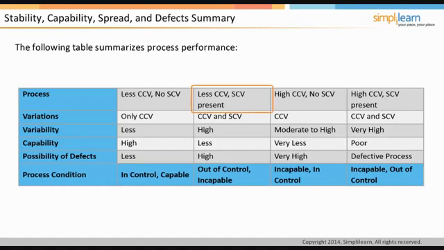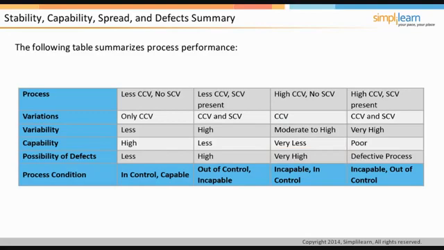Next, if the process has lesser CCV and some SCV are present, then it has high variability, low capability, and a high possibility of defects. The process is said to be out of control and incapable. The third possibility is that the process has high CCV and no SCV. In this case, the variability is moderate to high, the capability is very low, and possibility of defects is very high. Although the process is in control, it is incapable.